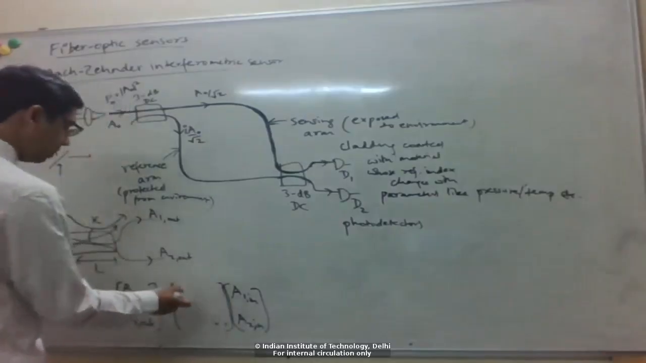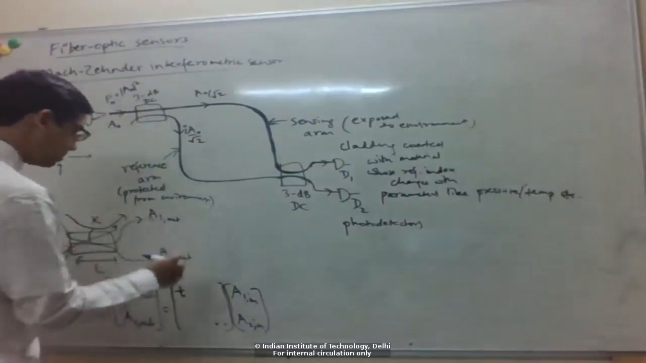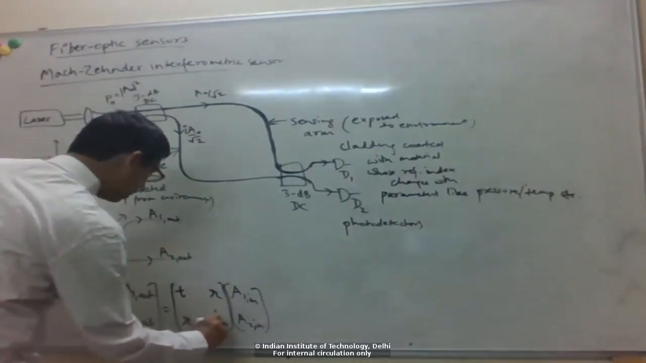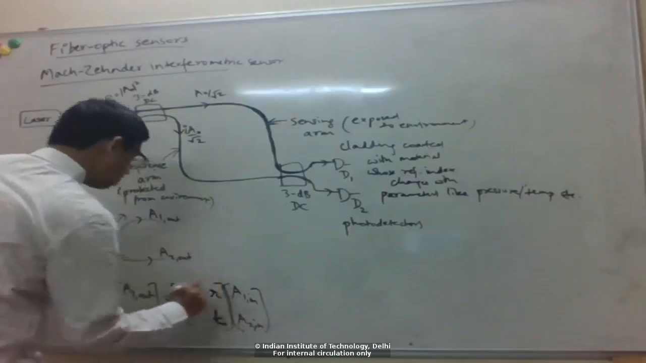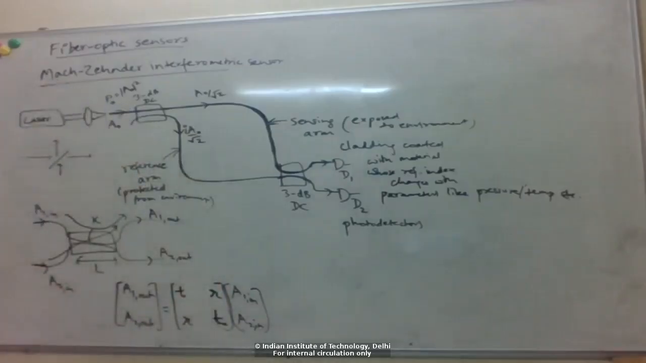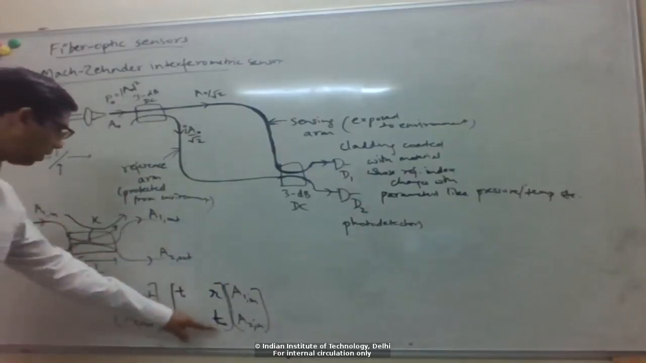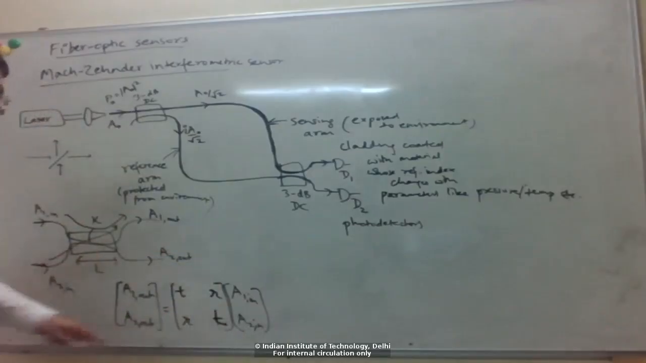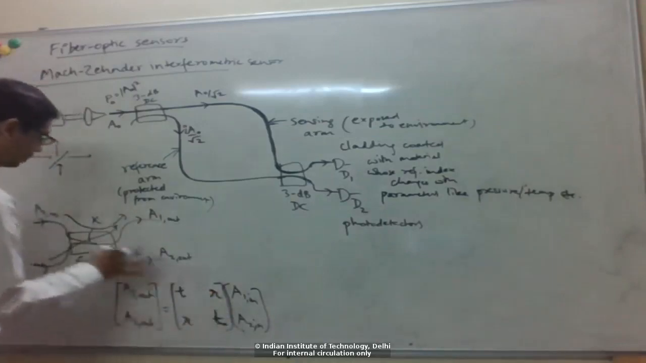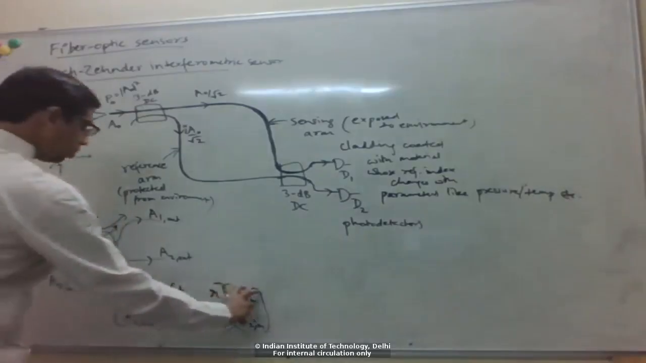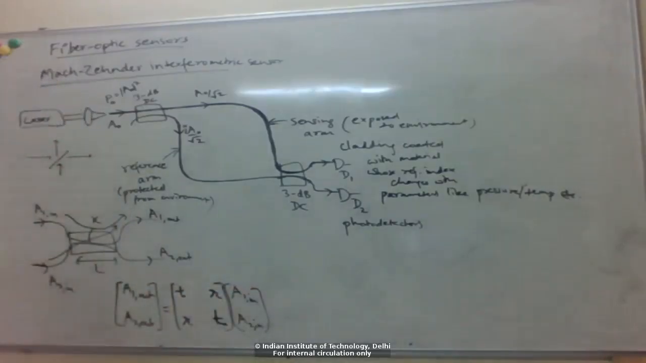So the magnitude will be the square root of the power transmission coefficient. Let's write this as small r and small t. Similarly, A2 out will be R times A1 in and T times A2 in. So I can write a 2 cross 2 matrix for this directional coupler, which transforms the input amplitudes into the output amplitudes.